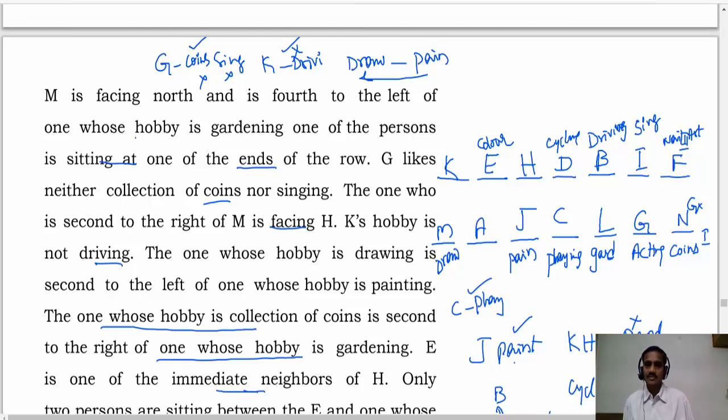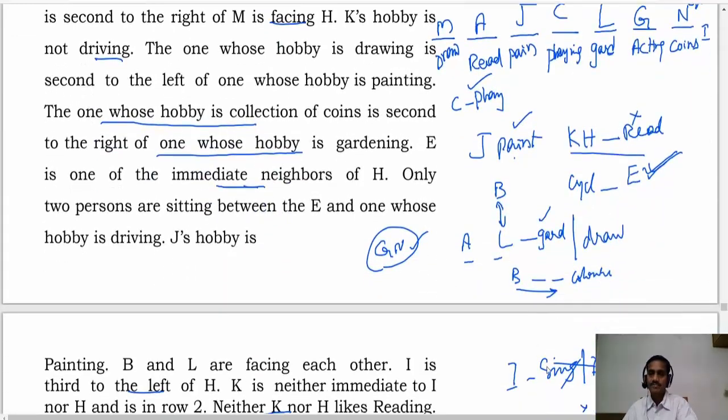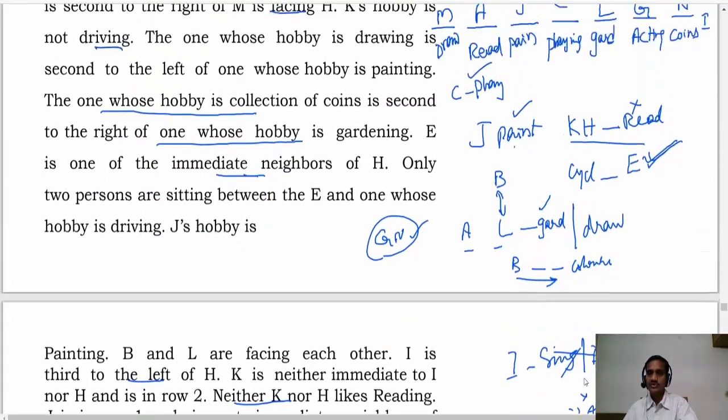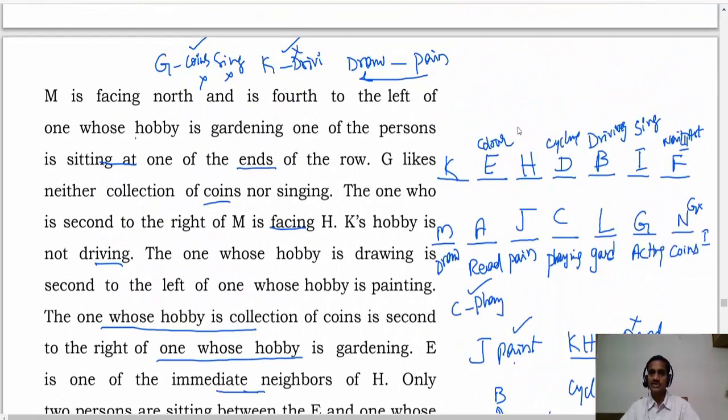H is not reading, he said. H is not reading. And tell me who must be reading here? K and H are not reading. Since both are not reading, A must be reading. As A is reading, and K is not cooking, H is cooking. As H is cooking, tell me what is the other thing left over here? Sketching. K is sketching.